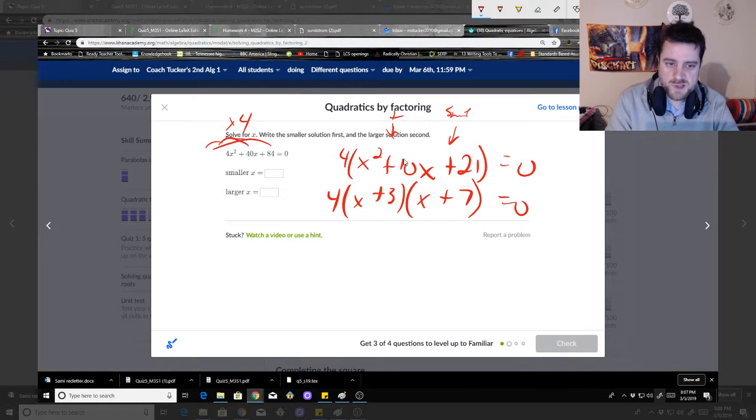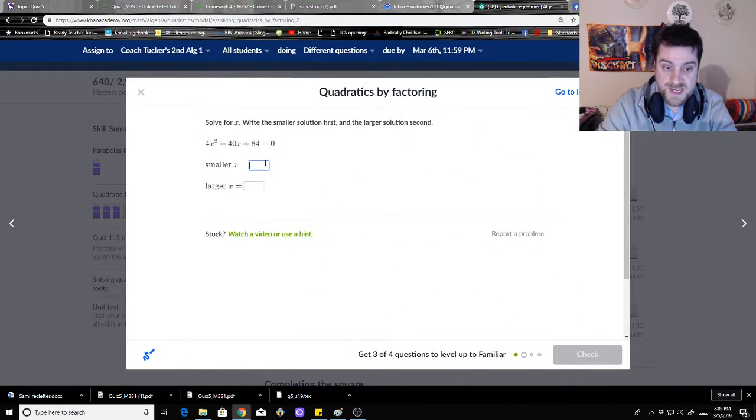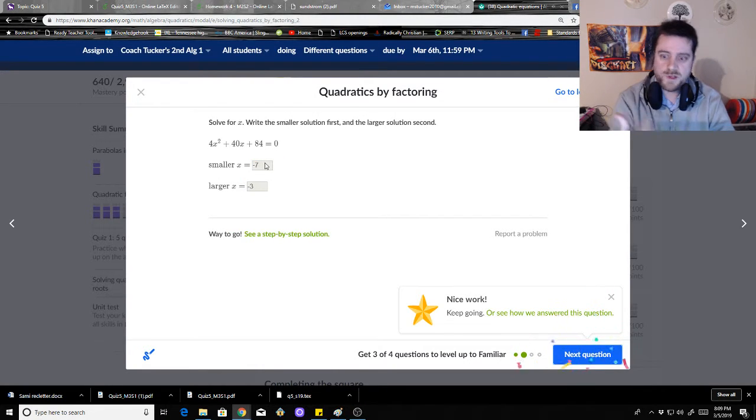Since we're solving for x, set each one equal to 0. So 4 equals 0. That's not true. x plus 3 equals 0. x plus 7 equals 0. So x must equal negative 3 or x must equal negative 7. Either one of those gives us a good solution here. So let's type that in. Smaller one first. Negative 7 technically is smaller, remember, because it's further left on the number line.